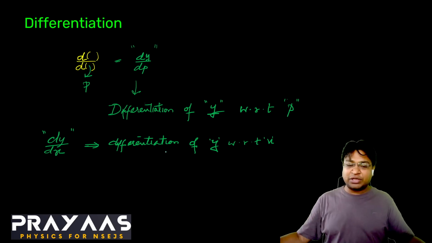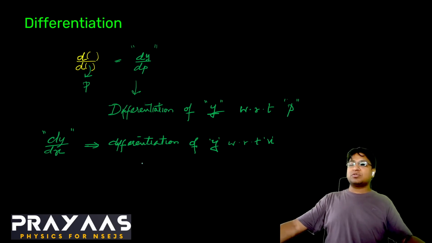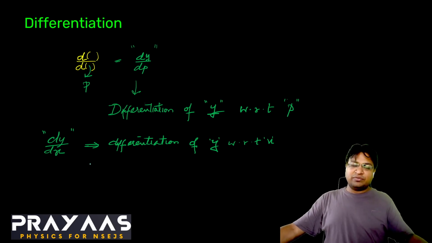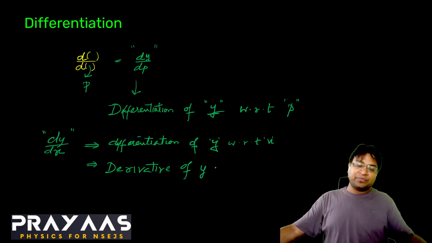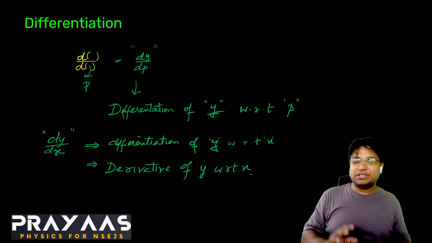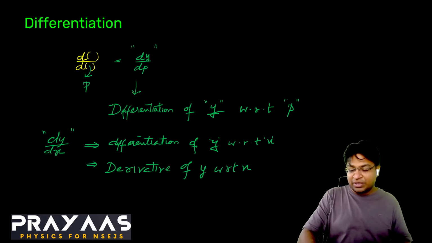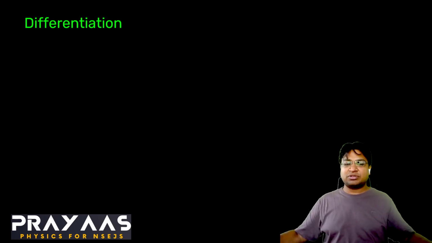There's one more thing I would like to tell you. Differentiation is also called derivatives. So we can read this as derivative of y with respect to x. So that is the first thing, that is about the operator symbol. Next, let's talk about something else.